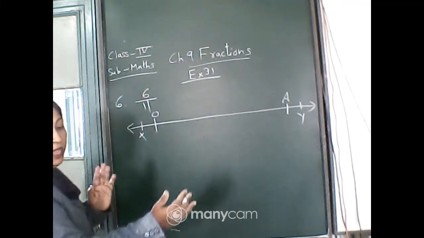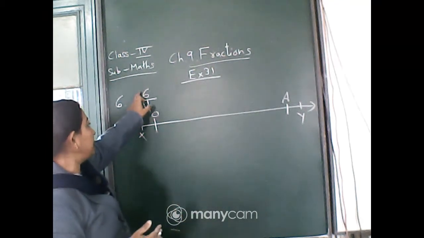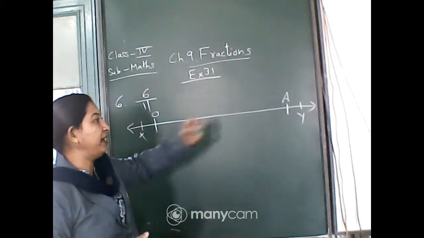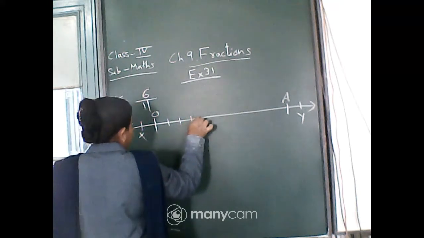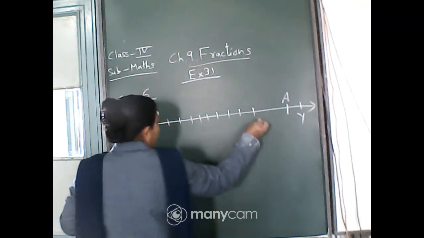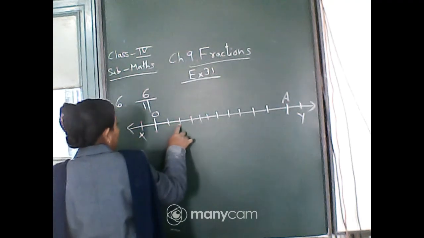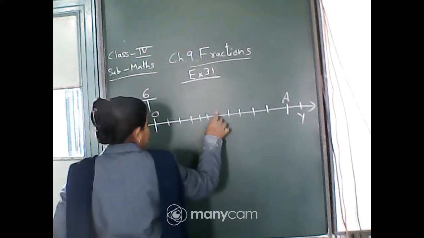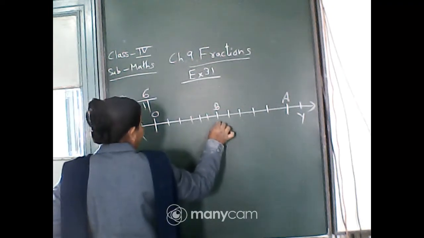Now, this OA will be divided into 11 parts, because here it is written 6 by 11. So, you will divide it into 11 parts. Okay. 1, 2, 3, 4, 5, 6, 7, 8, 9, 10 and 11. Now, 6 by 11, 1, 2, 3, 4, 5, 6. So, this one is point B, it is 6 by 11.